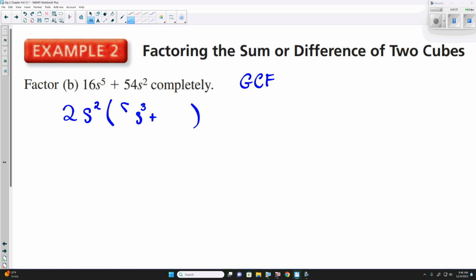16 divided by 2 is 8. 54 divided by 2 is 27. So we can do 2 first and then check and see if there's another greatest common factor. Well, the only other factors of 8 are 2 and 4. Any other questions on how we got to this point here? Now we will have some that are sum or difference of perfect cubes. We just have to factor something out first.